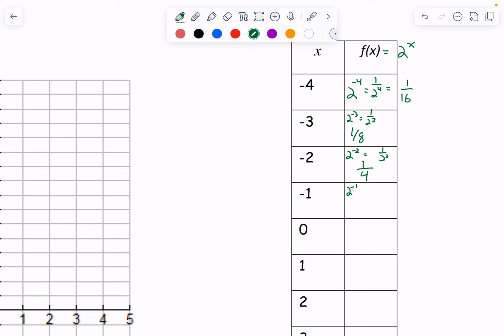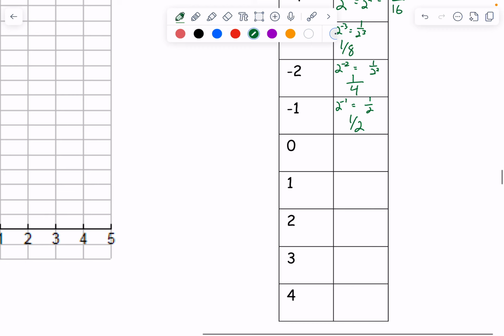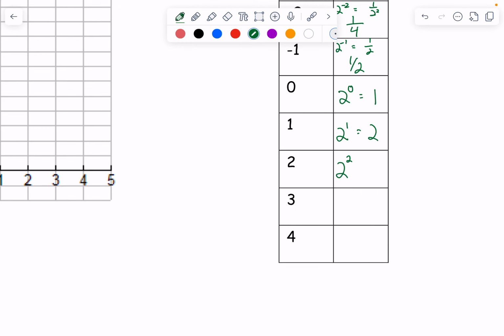This is 2 to the negative 1, or 1 over 2, which is 1/2. This is 2 to the 0. What is anything put to the 0? 1. This is 2 to the 1, so that's 2. This is 2 to the 2, which is 4. 2 to the 3 is 8, and 2 to the 4 is 16.